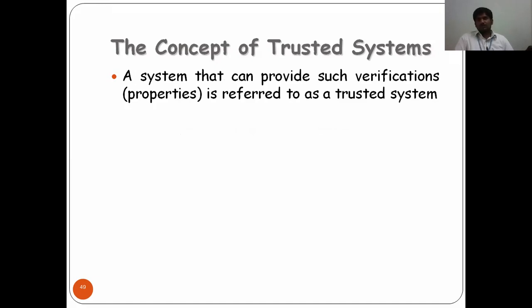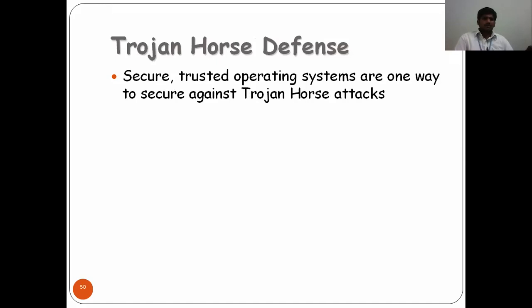So we don't have any problem: there are no malicious programs running, and no unauthorized persons have entered. If the verification is done properly, then we can refer to such a system as a trusted system. Now this is the Trojan horse defense. A Trojan horse is a type of virus. A trusted operating system is one way to secure against a Trojan horse attack, which is an attack on the operating system.